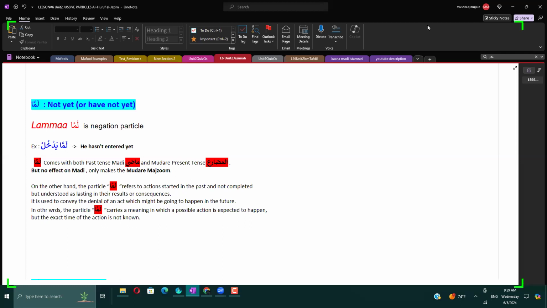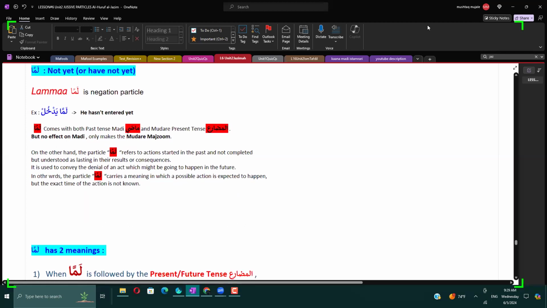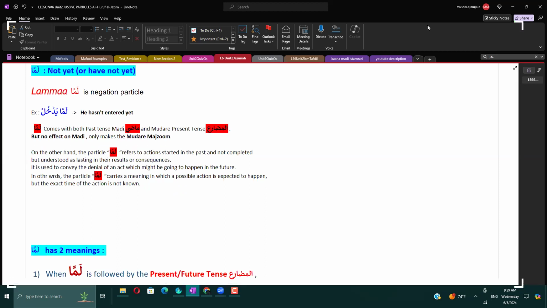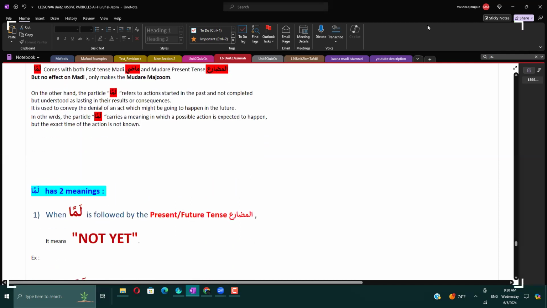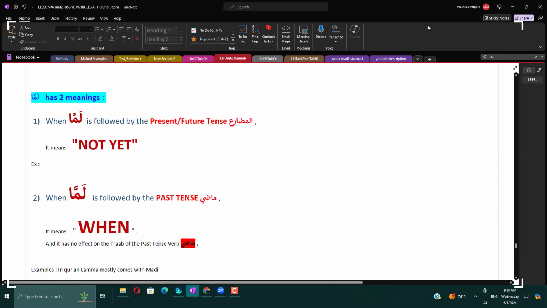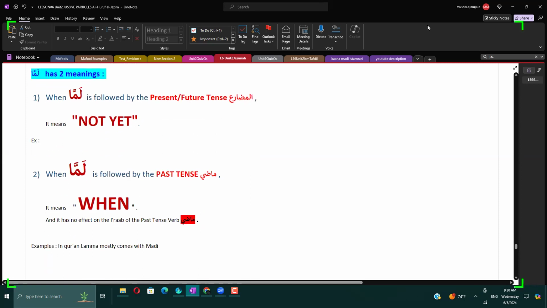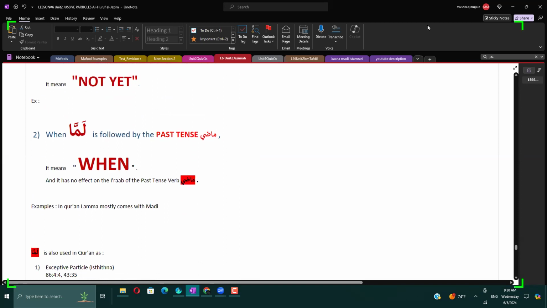Lamma comes with both madi and mudare, but it has no effect on the madi; it only makes the mudare majzoom. Lamma refers to an action started in the past and not completed, but understood as lasting in its results or consequences. Lamma has two meanings: when followed by the mudare, it means not yet, and when followed by the madi, it means when.